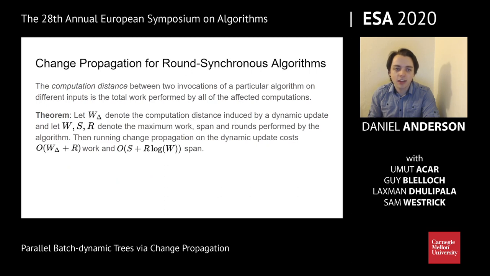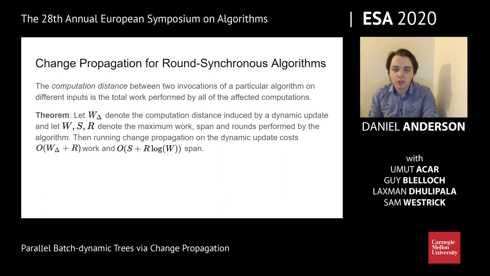Then we can analyze algorithms that we put under the change propagation algorithm. In order to analyze the effectiveness of change propagation, we need a notion which we call computation distance. Given a particular algorithm, when run on two different inputs, the computation distance is just defined to be the total work performed by all of the affected computations. You can think of this as being essentially the absolute minimum work that must be performed in order to perform the update.